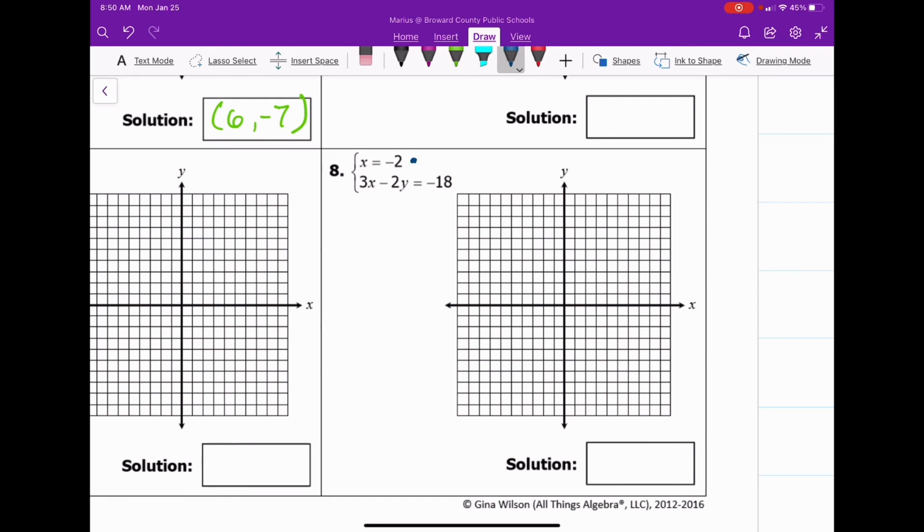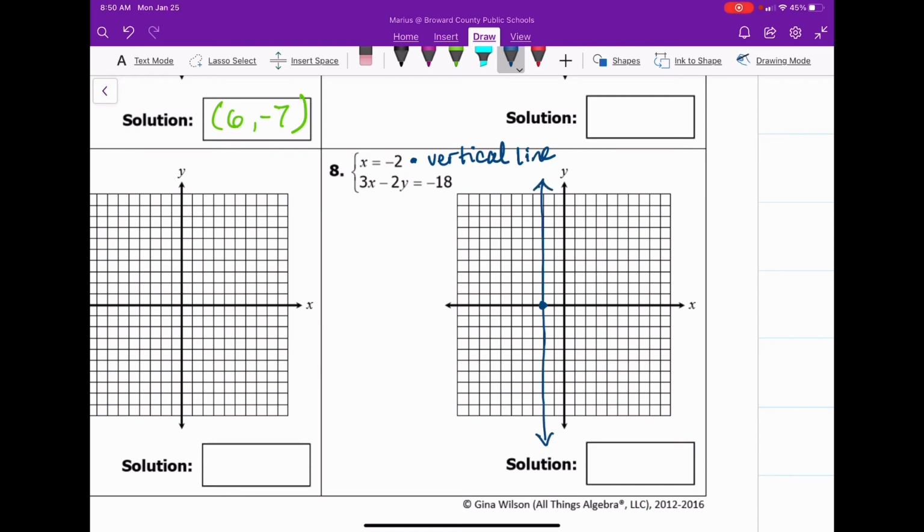Number 8, this blue line, this is going to be a vertical line here. All right. So when it's a vertical line, it starts off with x equals some number. So that means I go to the x-axis, go to that number on the x-axis, and put a dot. And this one is negative 2. And then I'm just going to draw a vertical line straight through that dot.